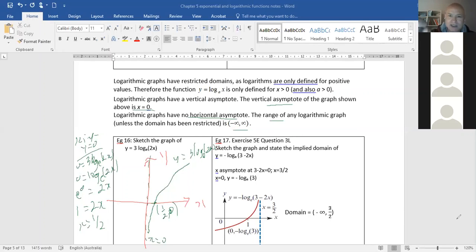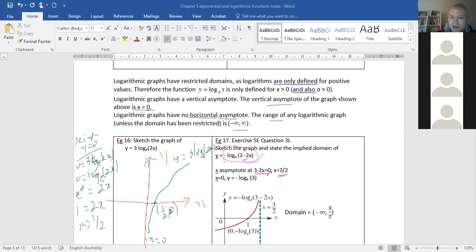Okay, example 17. Example 17, we have negative log e of 3 minus 2x. So I'm going to do them in stages, but really I can already see that the asymptote here is going to be when 3 minus 2x equals 0. So when I solve 3 minus 2x equals 0, I get x equals 3 on 2. So there's my asymptote straight away.